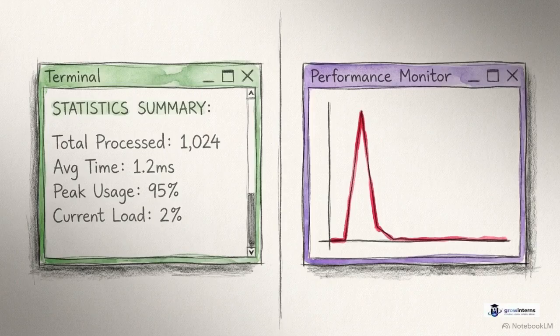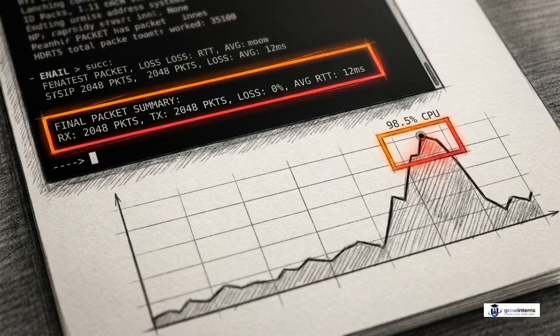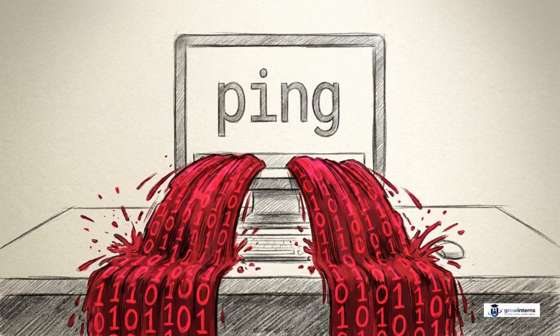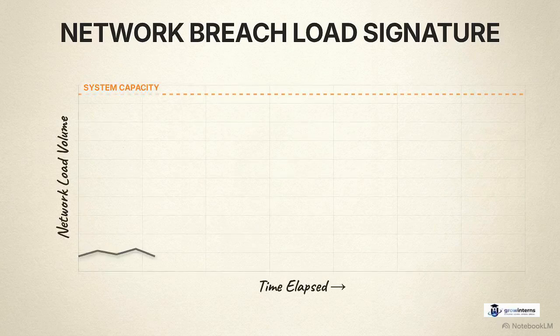Correlating the manual commands you run in a terminal with the live graphs in a performance monitor gives you definitive proof that a suspected anomaly is actively occurring. You have successfully weaponized a standard diagnostic utility to generate a customized continuous data flood. The heavy spikes you produced in your performance monitor mirror the digital footprints left behind by active network breaches.